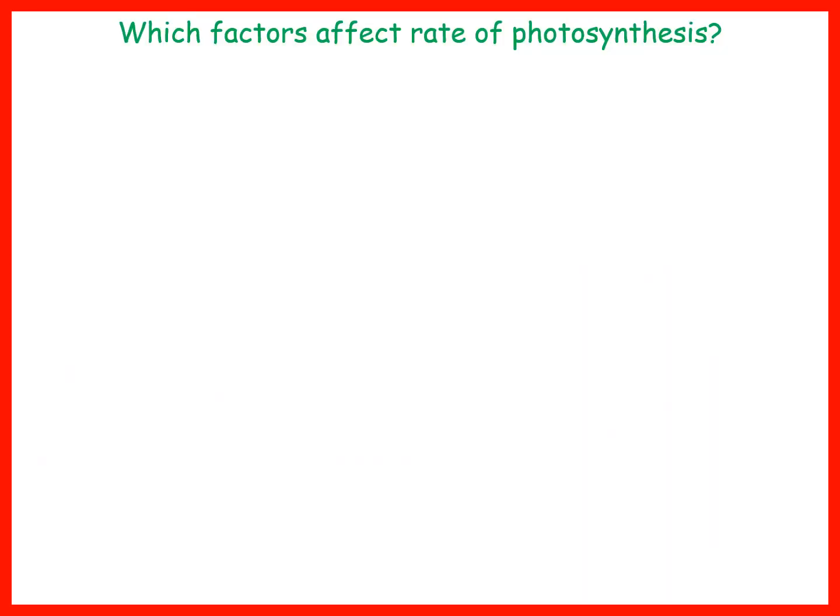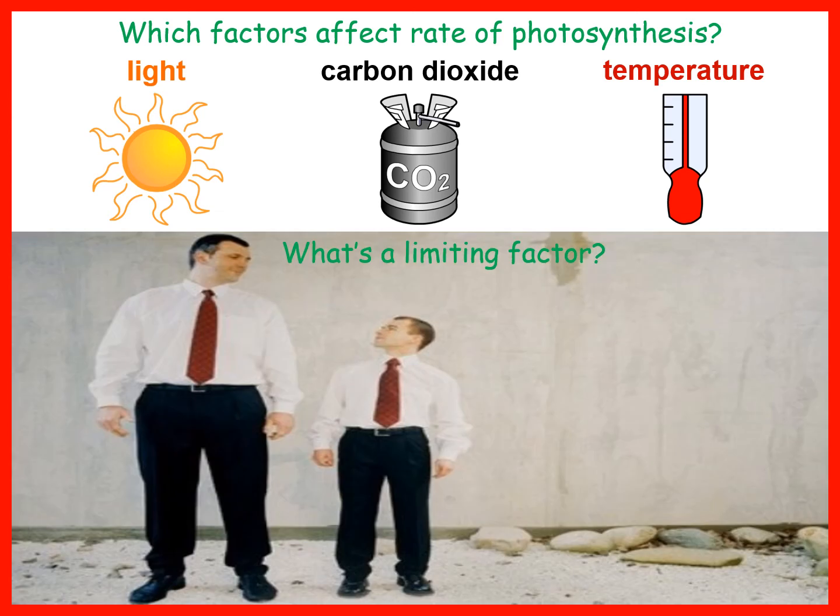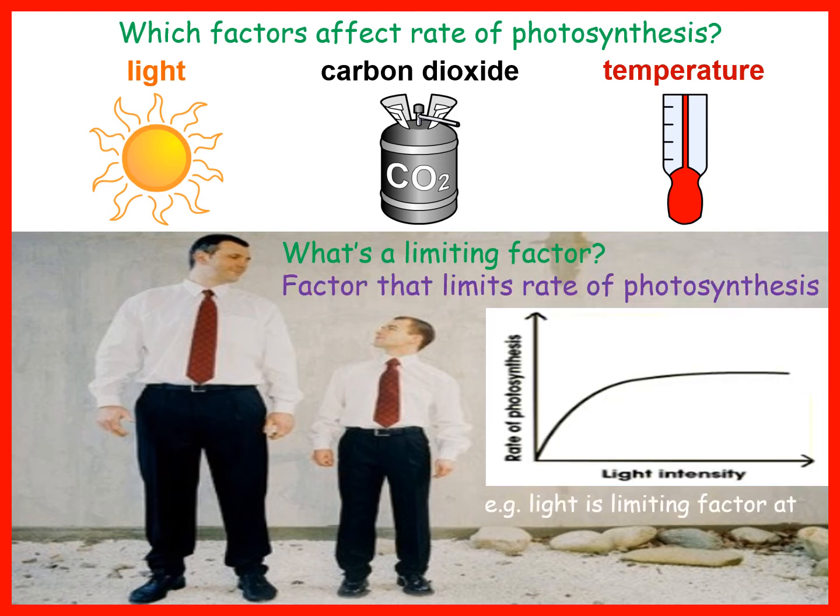Which factors affect the rate of photosynthesis? So in GCSE we learned about 3 different factors. We've got light, carbon dioxide, and temperature. So we know what a limiting factor is, and you can see in this diagram we've got someone who's limiting factor in terms of their growth. So a limiting factor is a factor that limits the rate of photosynthesis.